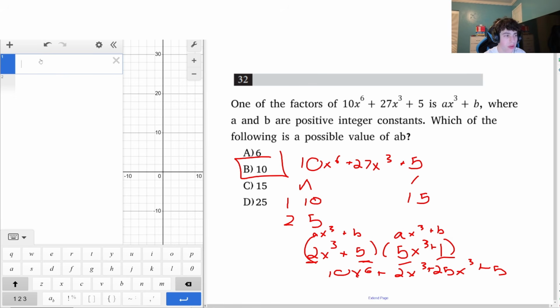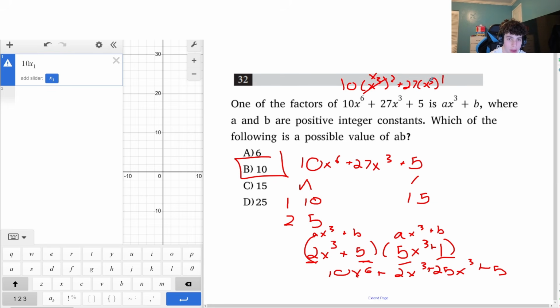Now there is a way to do this in Desmos. What we can do is, if I have 10x to the 6, this is basically 10x cubed squared, and then this is plus 27 times x cubed to the 1. What you can see is I can just cross this x cubed out and make it into an x. I like to call this scaling down. So I'm going to turn this into 10x squared plus 27x to the 1 plus 5.